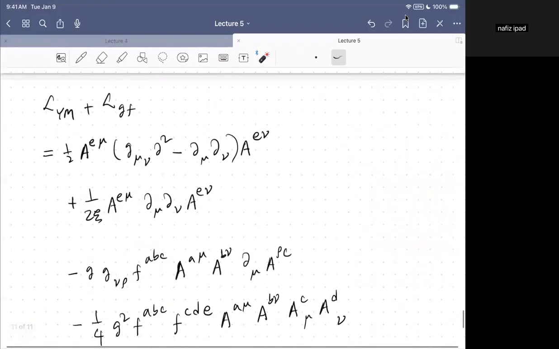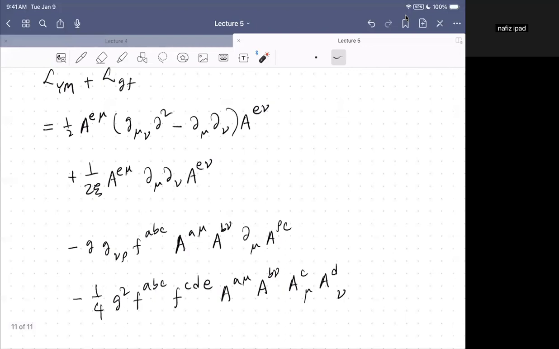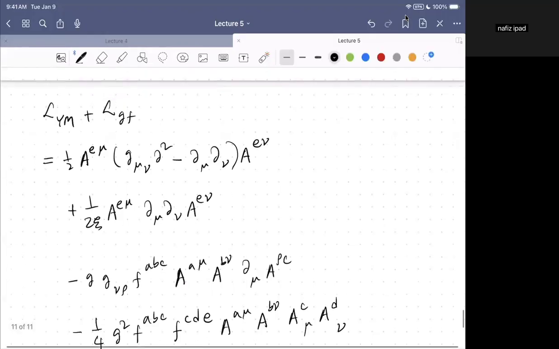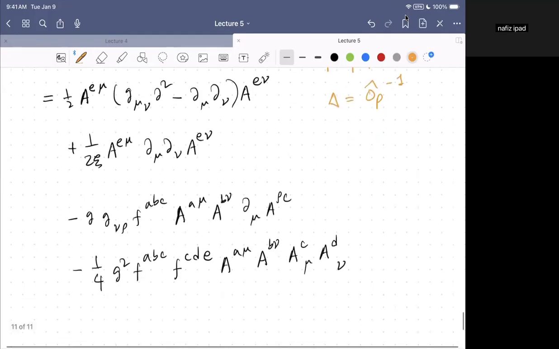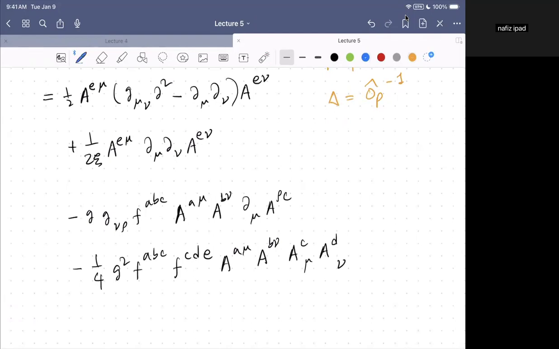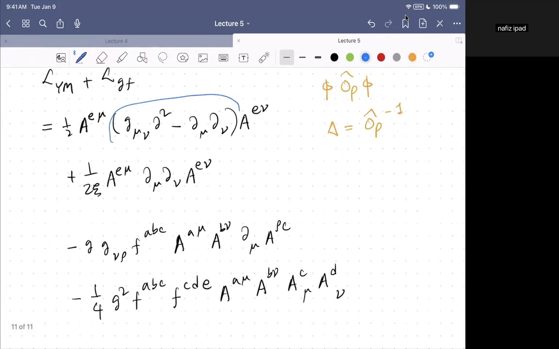Now, these are the terms that are quadratic in A. So these terms will tell you what the propagator for the gauge field is. And remember what the prescription for computing a propagator is in general. For any field, you have field, operator, field. This is the general pattern for the quadratic term. And when you have this, the propagator is always the inverse of the operator. So the propagator is the inverse of this stuff, including coefficients.